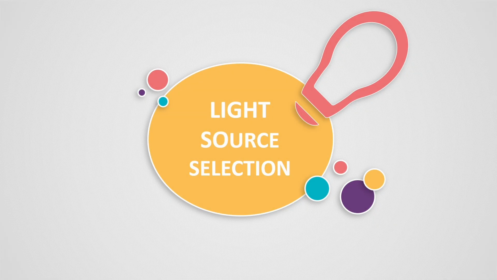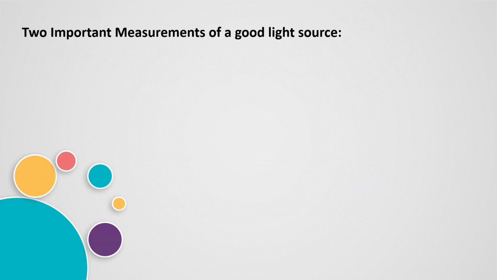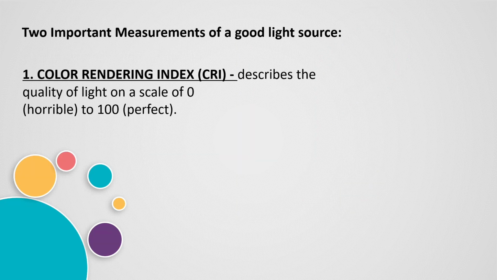Light source selection. In light source selection, there are two important measurements of a good light source. Number one is color rendering index, or CRI. It describes the quality of light on a scale of 0 to 100. 0 means horrible and 100 is perfect. A higher CRI means that colors appear more natural and accurate. For example, a CRI of 100 means that objects look like they are illuminated by sunlight. A lower CRI means that colors are distorted and unnatural.